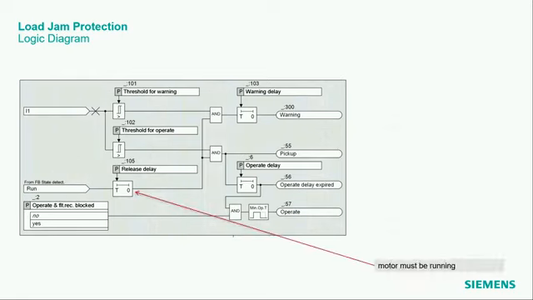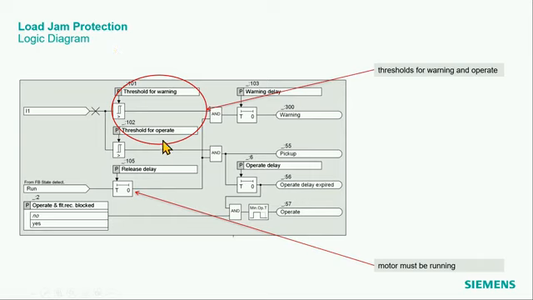Now a logic diagram. The motor must be in the running state, as already said, because otherwise I will trip on the starting current. This is not what we want. Additionally, I have a release delay timer. That means if the motor is in the running state, why not give a couple of seconds on top of that, just to be sure that everything is running smoothly, and then activate the function. It goes into this AND gate.